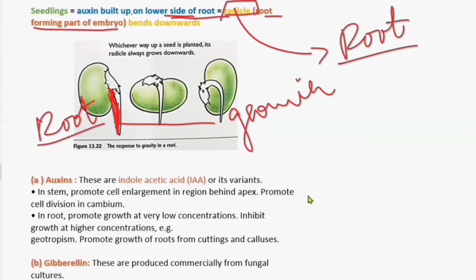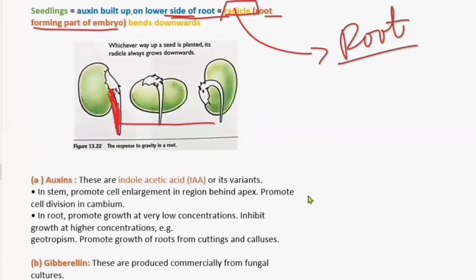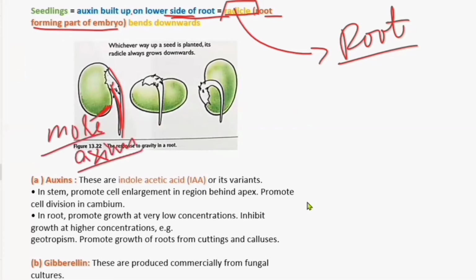In roots, what happens if the concentration of the auxin is high? Then the growth rate is reduced to that side where its concentration is high. Right, here we can see at this side the growth rate is less, while at the upper side the growth rate is more. So it means that at the lower side the growth rate is less because of more auxin. It is opposite to that of the stem.